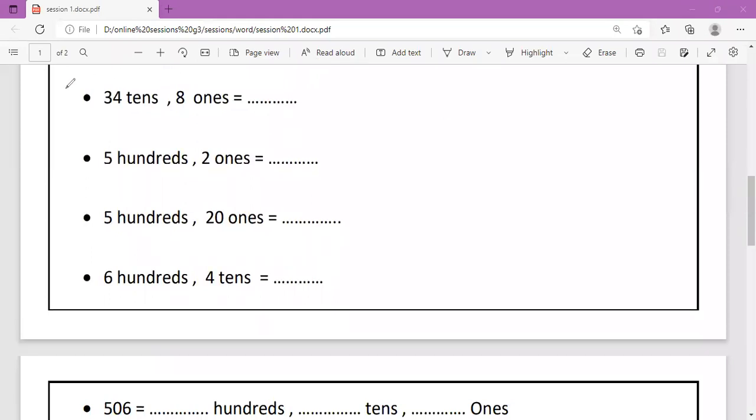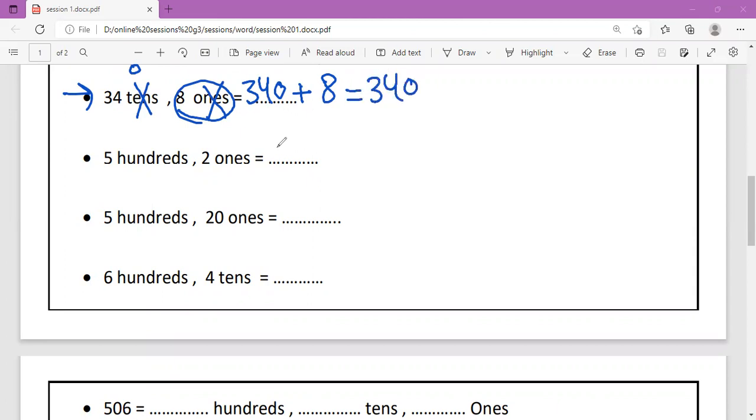Okay, this one here, 34 tens, 8 ones. So 34 tens. Tens has only one zero, so 34, put a zero. What about this part, 8 ones? So add it, because this is the new part. 8 ones, you just cancel. So 340 plus 8 will give you 348.